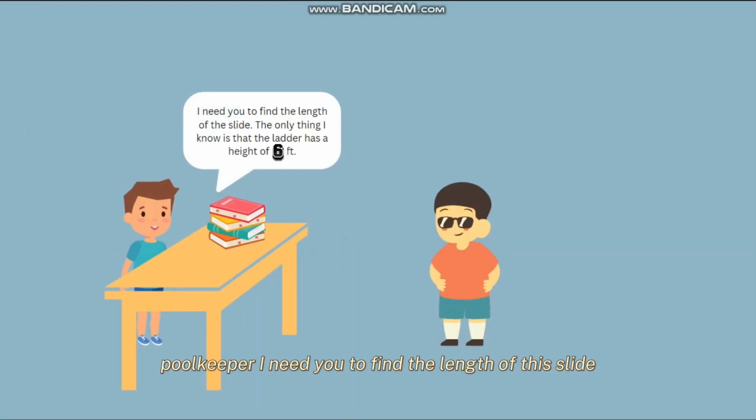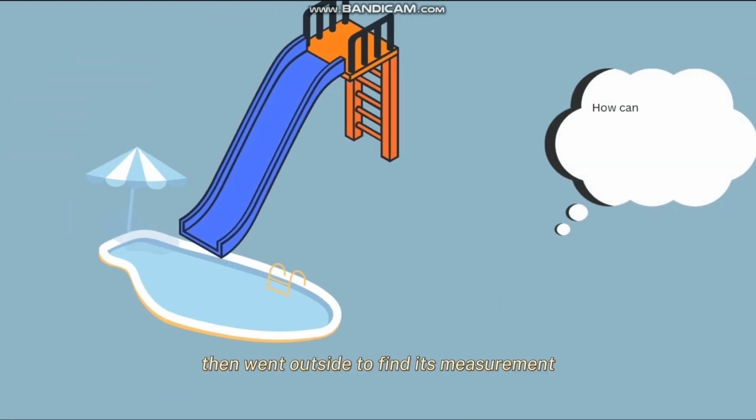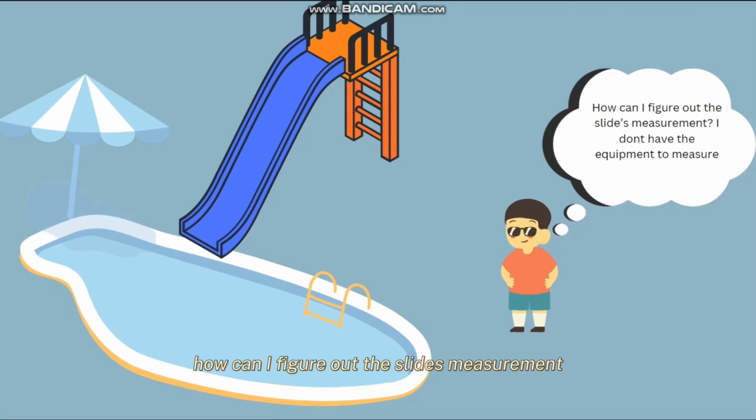"Pool keeper, I need you to find the length of the slide. The only thing I know is that the ladder has a height of 6 feet." The pool keeper then went outside to find its measurement. "How can I figure out the slide's measurement? I don't have the equipment to measure it."